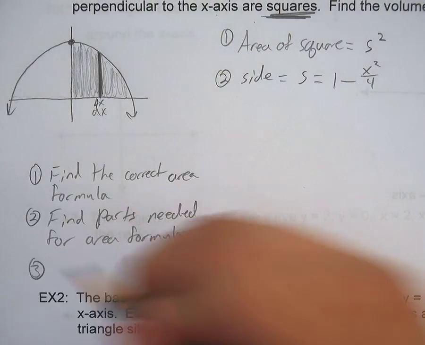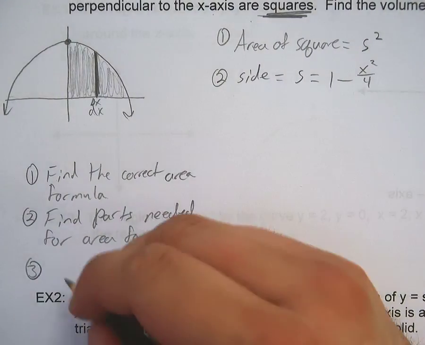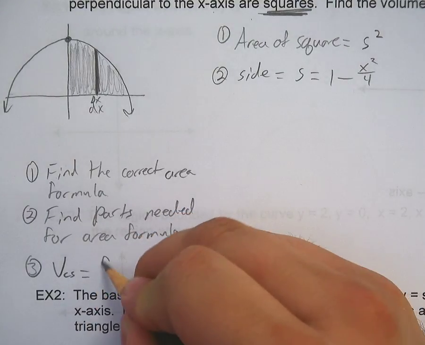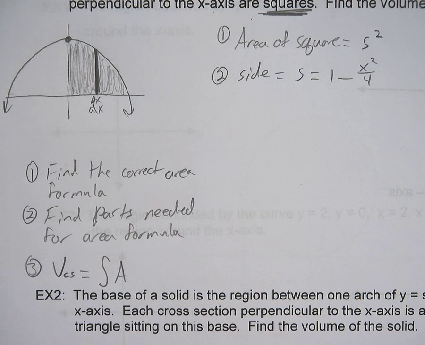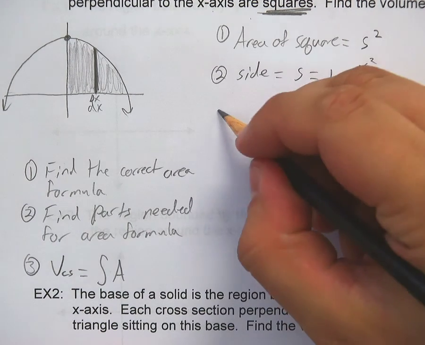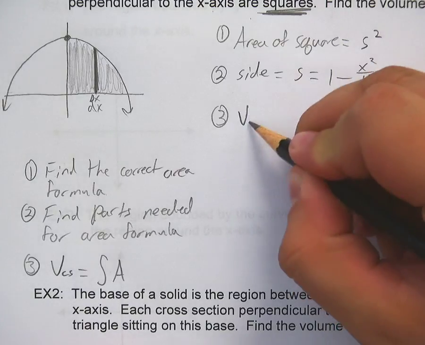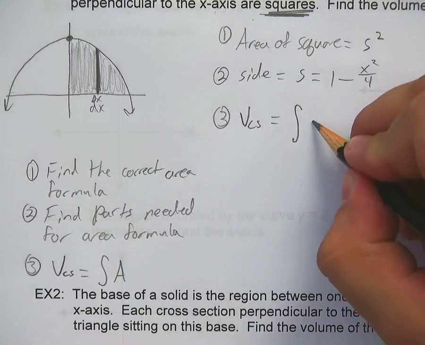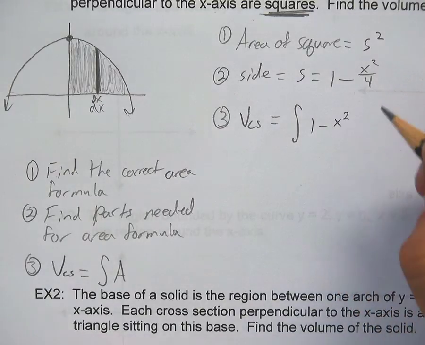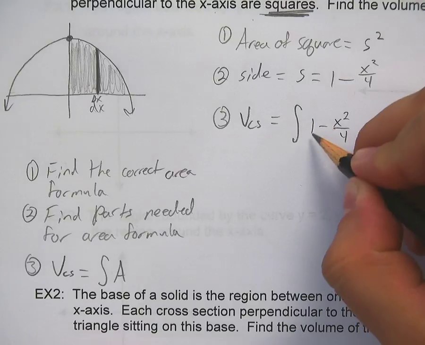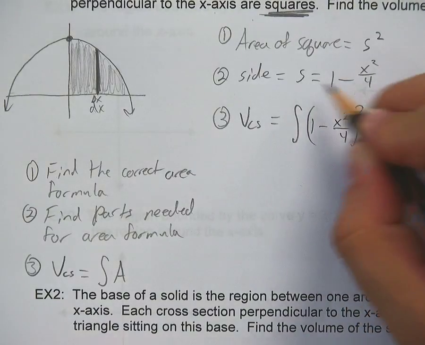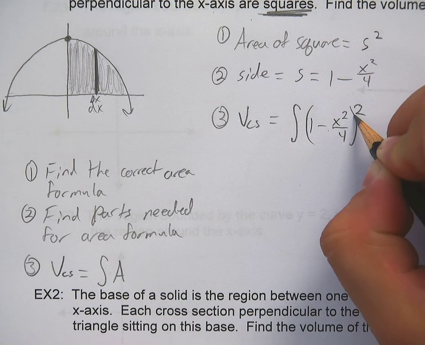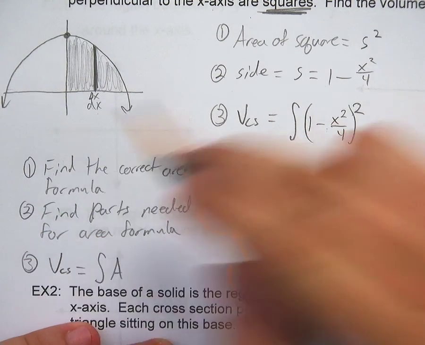And then 3, this is the big one, the formula. Volume for a cross section, VCS, is the integral of area, the formula for area. So it's a pretty simple idea here. VCS is the integral of 1 minus x squared over 4, squared. This is your side. Area is side squared, so it's the integral of that squared. And I'm integrating with respect to x from over here.